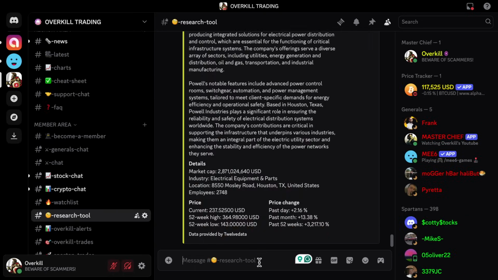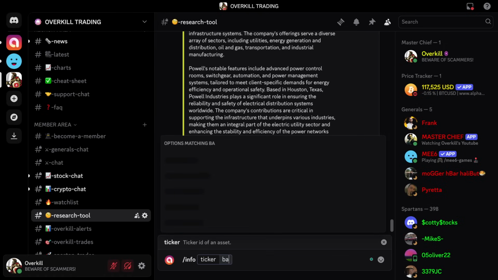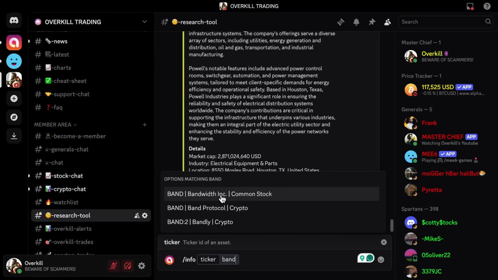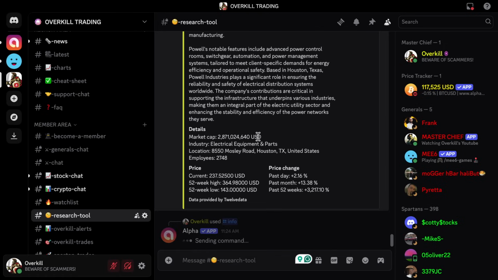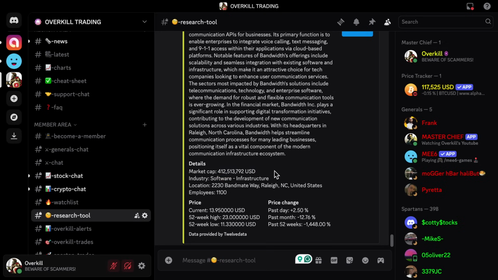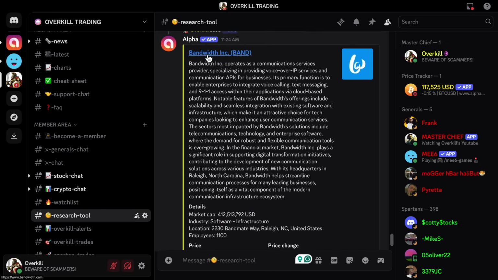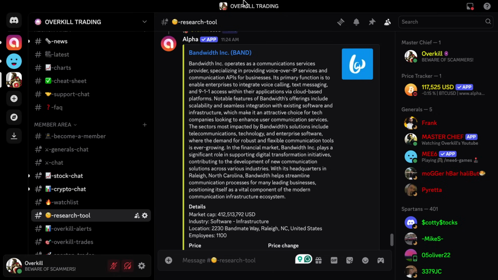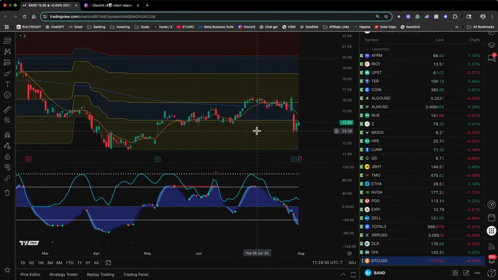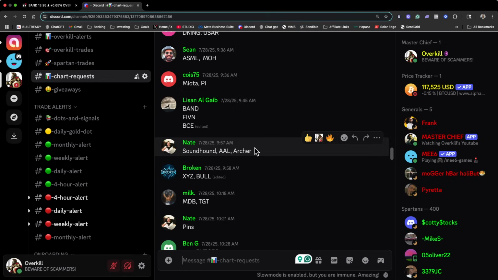Again, you can just come over here to the research tool, type in /info, and then the ticker. This would be Bandwidth. Again, it works for crypto and stock. So it's only a $412 million company, or $1 million company. I say only like that's a little amount of money, but a lot of companies are billions and billions of dollars. So it enables enterprises to integrate voice calling, text messages, and 911 access within their applications. So that's interesting. Some type of software. But target on that would be 21 to 23 if you believe in it.